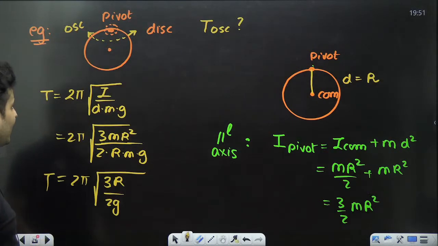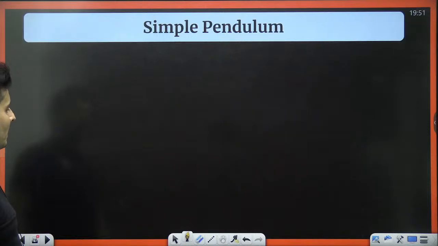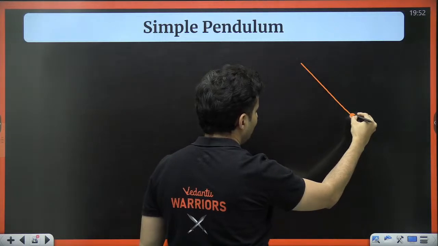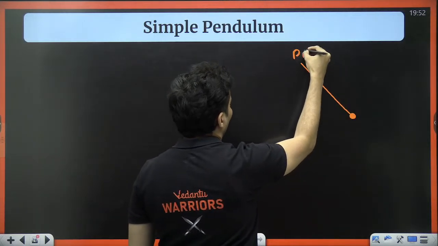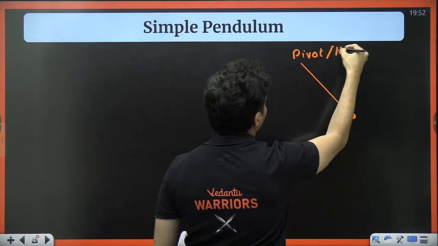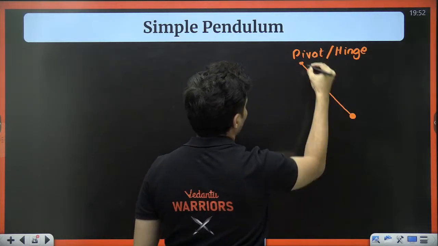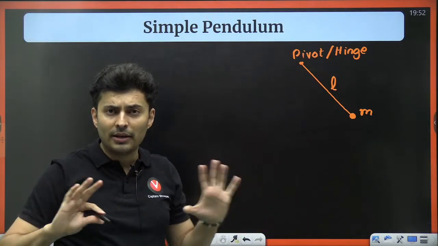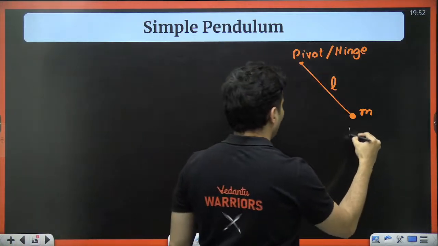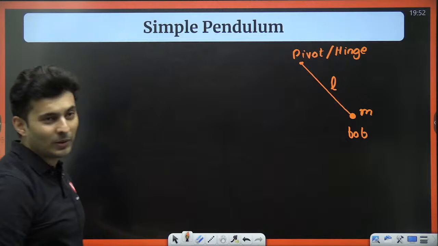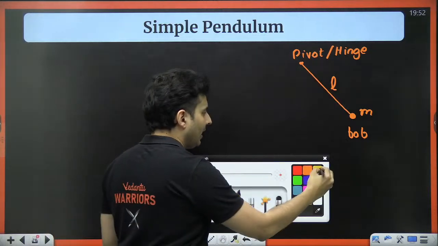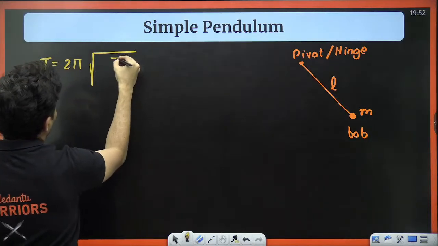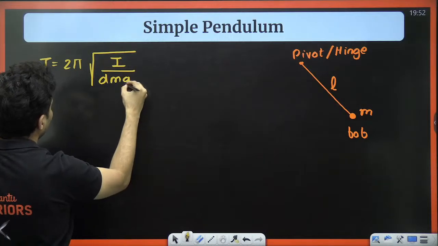Okay. Now a special case of this is the simple pendulum. I'll tell you how. In the case of a simple pendulum, this is the pivot point, or basically the hinge point, whatever you want to call it. This is the length. This is a small mass, not a big thing like a disc or rod. It's a small point mass like a bob. That's a simple pendulum. Then when I try to find the time period using the same formula, the time period is 2π under root I by dmg.